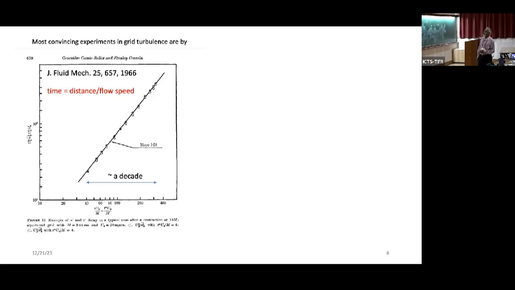So you might say, well, a decade is not really that long. And in fact, it's not even clear if this is a power law. There are all kinds of things you can really say.